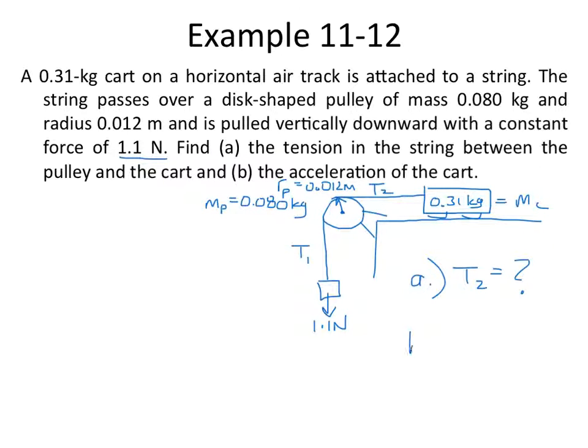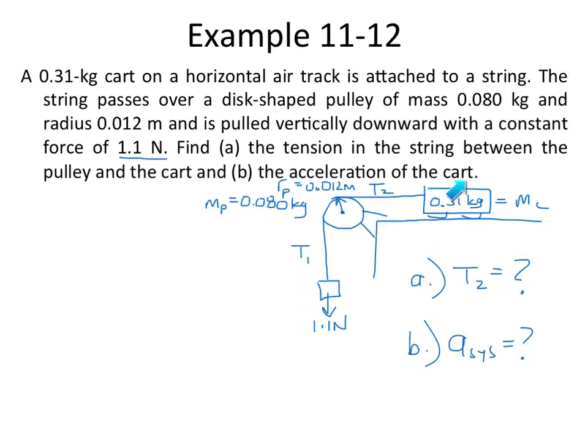And then part B is, what is the acceleration of the system? I think it has the acceleration of the cart, but that is the acceleration of the entire system. Even though there are different tensions in the string, the whole system is accelerating at the same rate. We just have different tensions in the string.